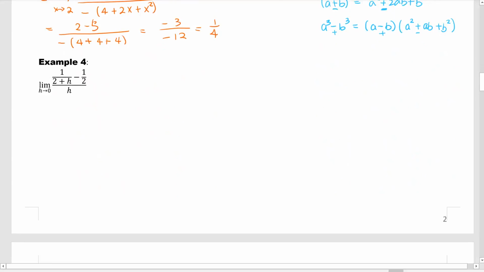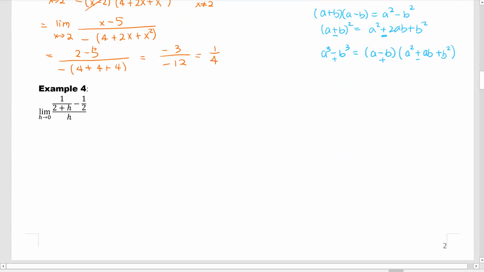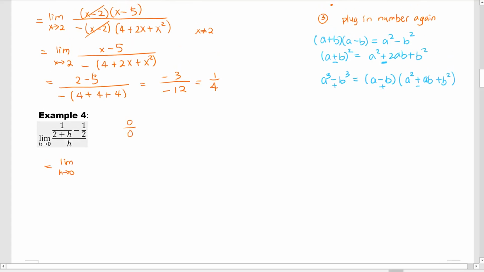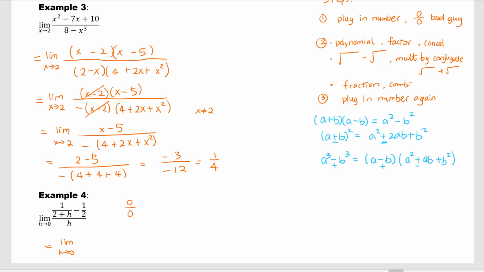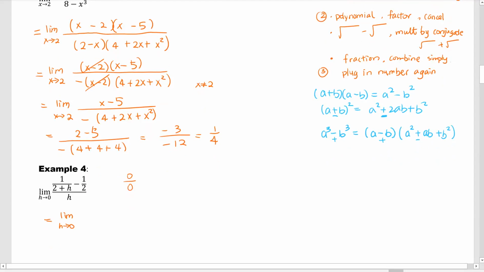So let's look at this problem. When we try to plug in h is 0, the numerator gives 1/2 minus 1/2, which is 0. The denominator also gives 0. So you see, 0 over 0 means there is a bad guy. In this case, how do we do it? You can see this is not a polynomial. It's fractions, so that's why we have the third case. If you see fractions, you want to combine them into a single fraction, and we can simplify. Hopefully, you will see the bad guy.